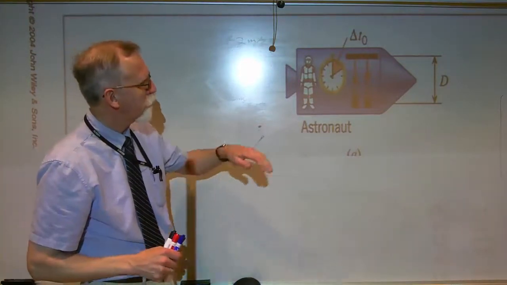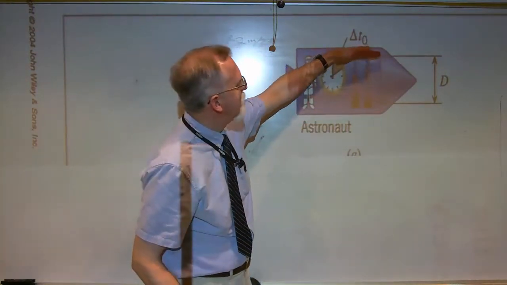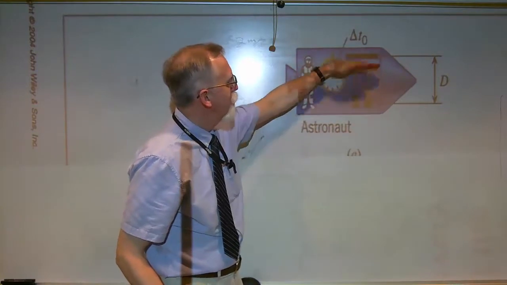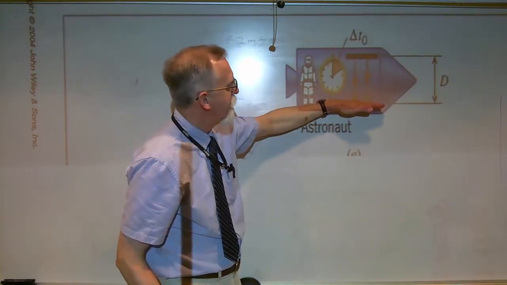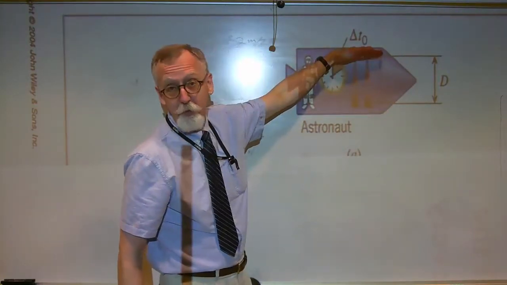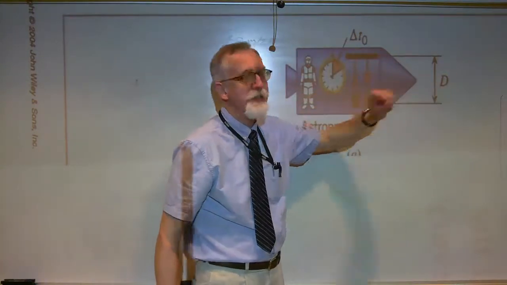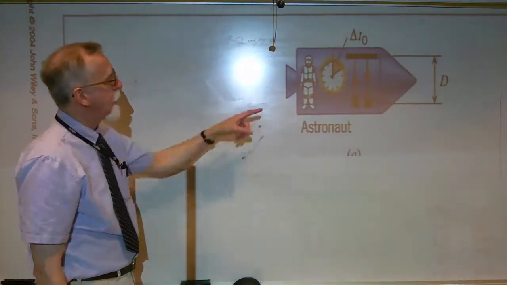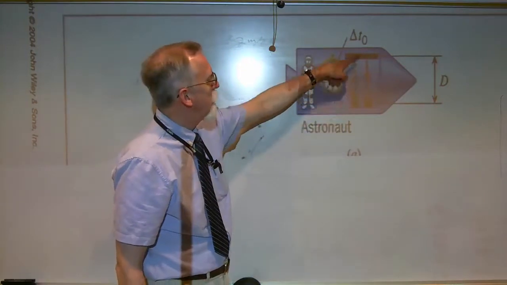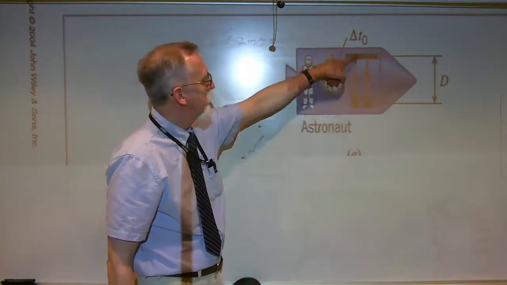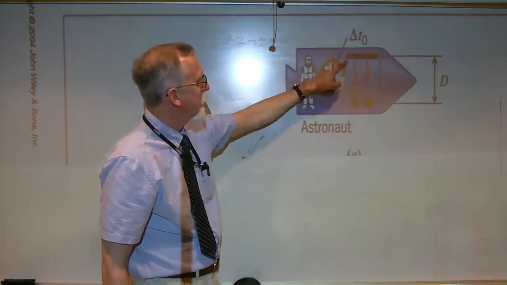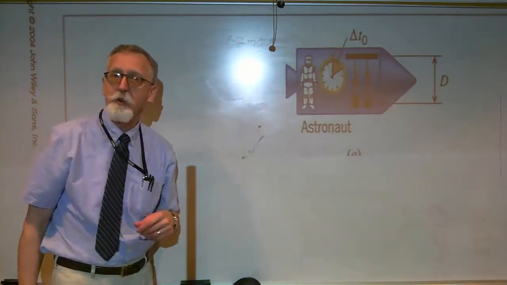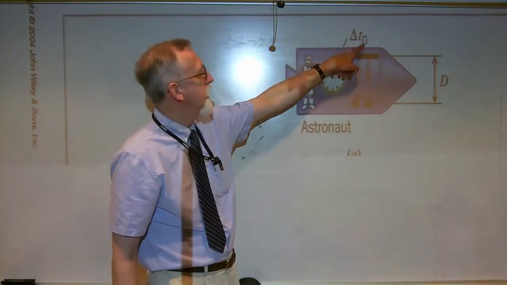For every tick, we can imagine our clock ticking 1 second or something like that, progressing along. Let's imagine that the distance between the emitter and the receiver and the reflecting surface is some distance, big D. And let's imagine that the time between the ticks, so tick, tock, and then the next tick and tock, we'll call that delta T naught.